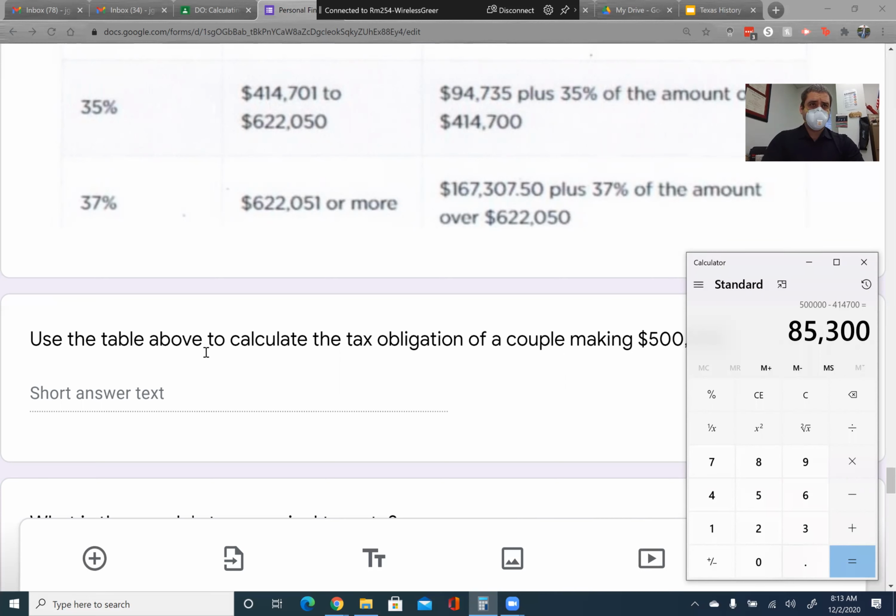So that's $85,300. Now what? You're going to multiply that times 0.35, because we're taking 35% of the amount above 414,700. Okay, then what? That is your obligation. No, it's not your obligation, because I forgot one part. You have to add 94,735.